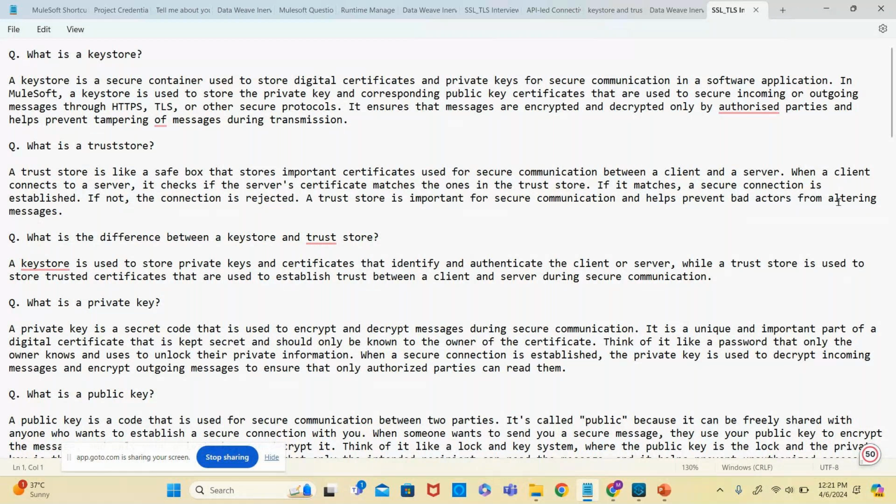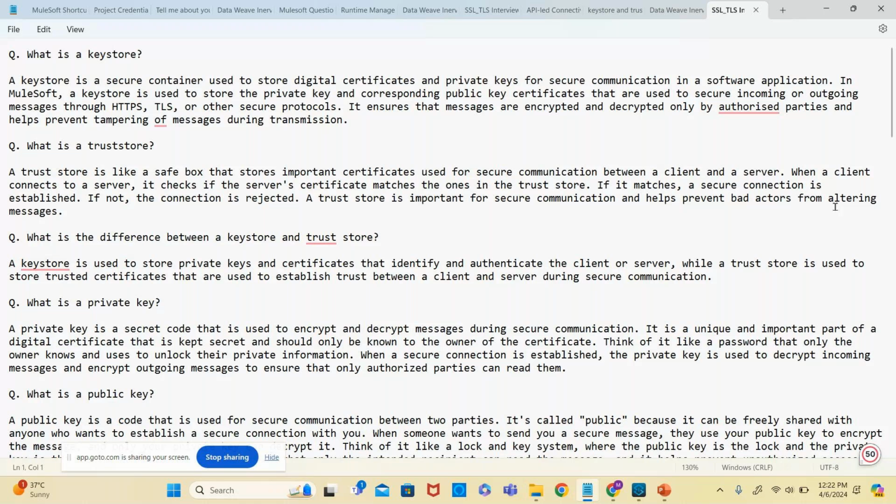Exactly. Next, what is the difference between a keystore and a truststore? A keystore is used to store private keys and certificates that identify and authenticate the client or server, while a truststore is used to store only trusted certificates that are used to establish trust between a client and server during secure communication. Exactly. A truststore will have the certificates which the client or the server trusted. Right? Got it?